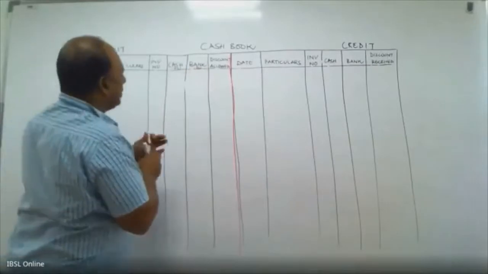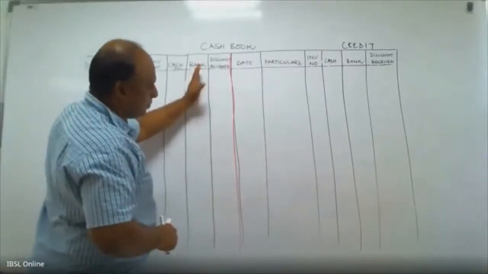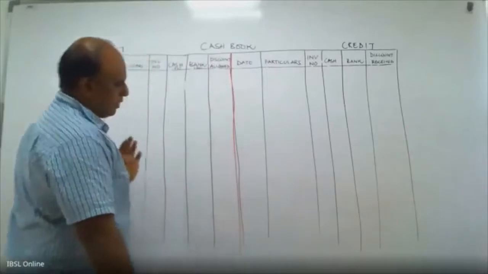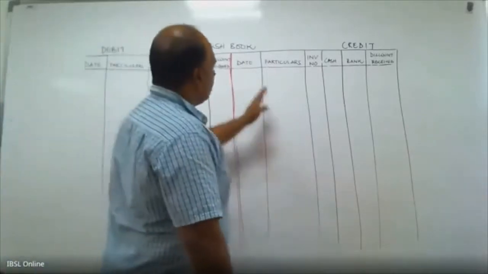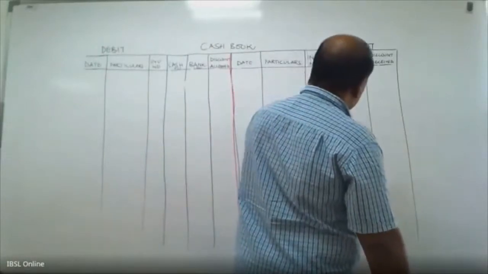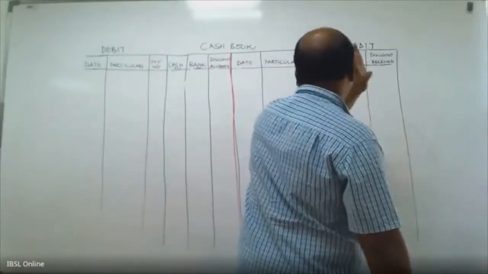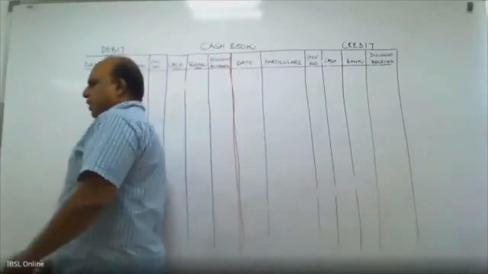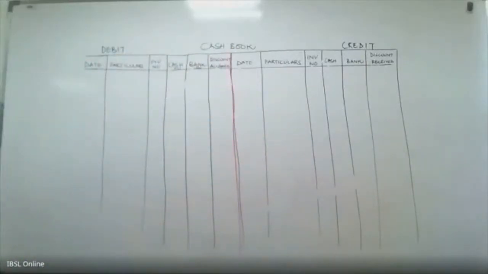And here is the amount column again for the bank. And then you have a column called discount allowance. Again on the right side: date, particulars, invoice number. Again the two amount columns, cash and the bank. Finally, the last column is discount received. Okay. So now I want you all to take down this. Now it should be very clear to you all how the left side and the right side of the cash book works.